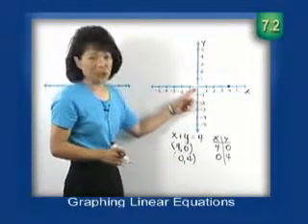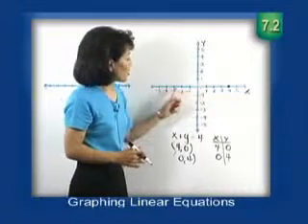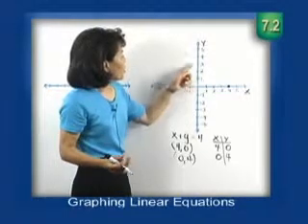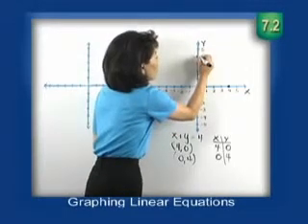(0, 4). Again, starting at my origin, I'm not going to go in any direction on my x-axis since x is equal to 0, and then I go 4 in my y direction, and that's positive 4.